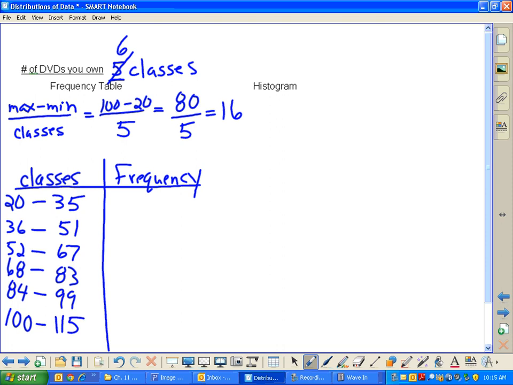Now, I always get this comment. I don't know if anybody has an objection to what they see. Does anybody object to this? Every once in a while, somebody will say, Mrs. Lucas, you're going from 100 to 115 in that last interval. I thought you said our class width was supposed to be 16, not 15. Remember that you're including 100 in this interval. So that is actually 16 units. So each of these classes is 16 units wide.